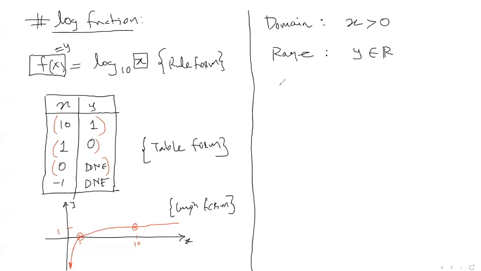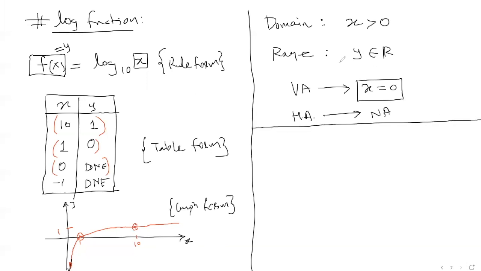Now, talking about asymptotes, do you see that this approaches infinity here, right? For x is equal to 0. So this line acts as an asymptote. So we have a vertical asymptote, which is x is equal to 0. Now, let me also write down that for a horizontal asymptote, there is no horizontal asymptote, so it is not applicable, NA.